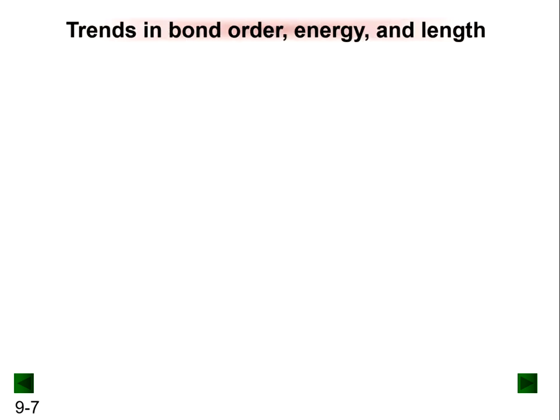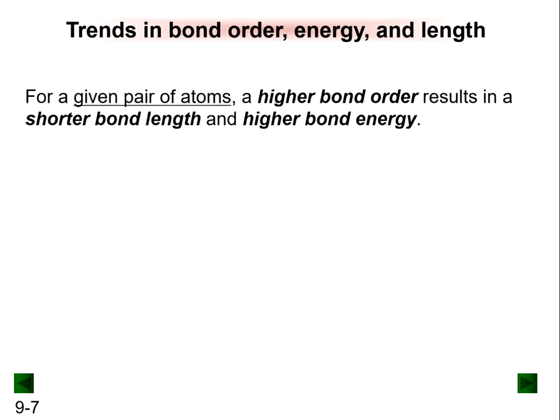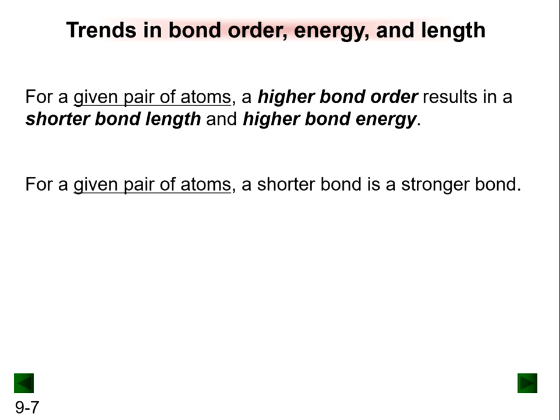It's tempting to make some generalizations, and we're going to show a couple of panels from your textbook that talk about generalizations, but we're also going to talk about where these generalizations have significant shortcomings. For a given pair of atoms, a higher bond order generally results in a shorter bond length and a higher bond energy. That's for a fixed pair of atoms. For a given pair of atoms, a shorter bond is generally a stronger bond.